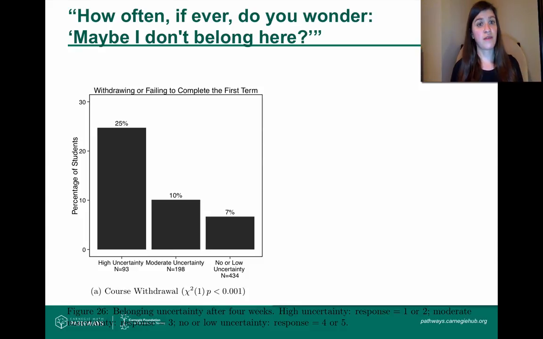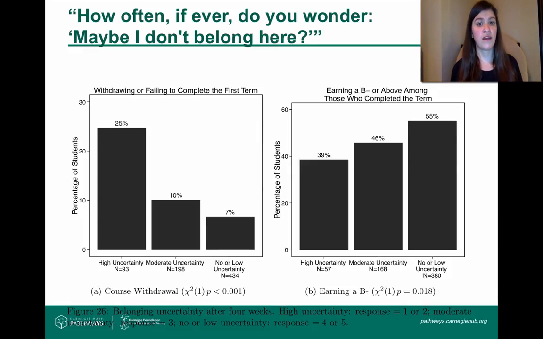For example, we see that when students answer this question, how often, if ever, do you wonder, maybe I don't belong here, with high uncertainty, even after a month in the class, a month after participating in their groups and getting to know their faculty member, they're still highly uncertain about whether they belong. 25% of them withdraw or fail to complete the first term. And of those who remain, 39% get a B- or above, compared to 55% in the lower uncertainty group. So these feelings, these things these students are saying, have profound impact on their behaviors in class. If you feel like you don't belong there, why are you going to invest effort in that setting?